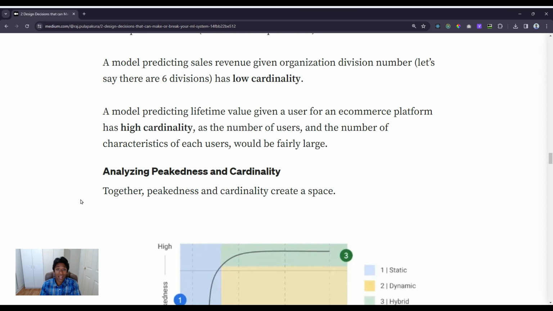A model predicting lifetime value, on the other hand, given a user for an e-commerce platform, has high cardinality because the number of users, the number of characteristics of the user would be fairly large.